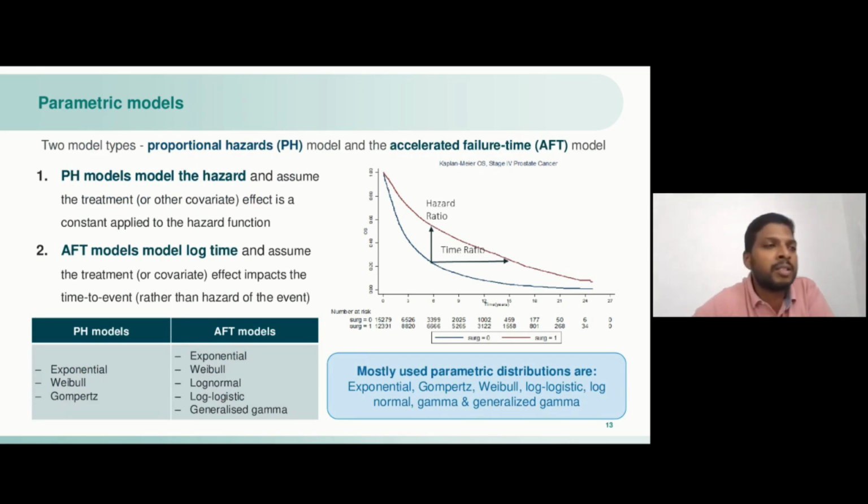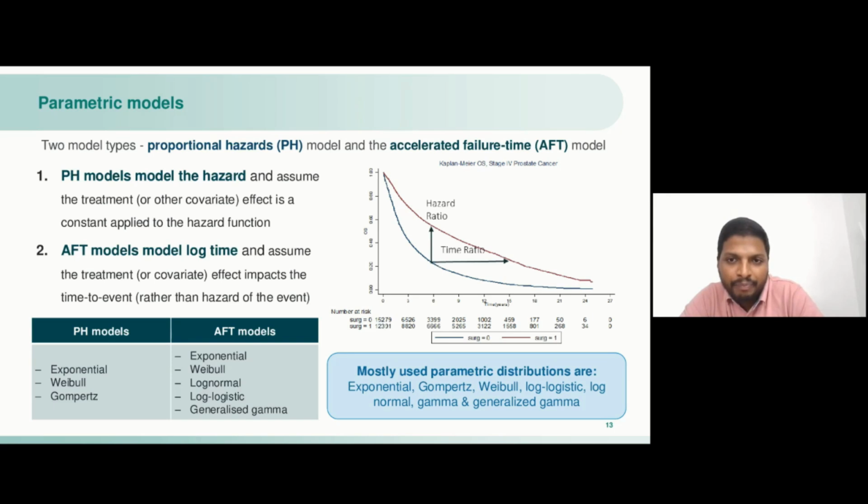So there are two types of models under parametric models. One is proportional hazard models, and the second one is accelerated failure time models. Proportional hazard models examine how different covariates, such as age and treatment, affect the hazard ratio, or hazard rate, or risk of the event occurring, whereas accelerated failure time models focus on how covariates influence the time until an event occurs. So instead of modeling the hazard, accelerated failure time models estimate how the effect of the covariates accelerates or decelerates the time to event.